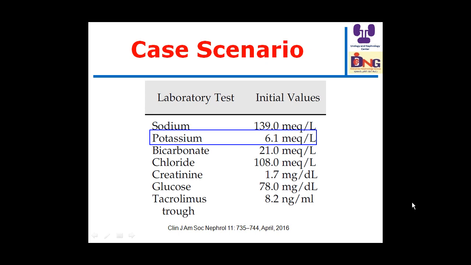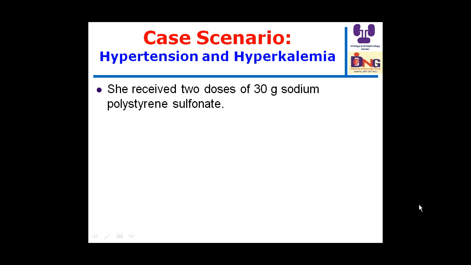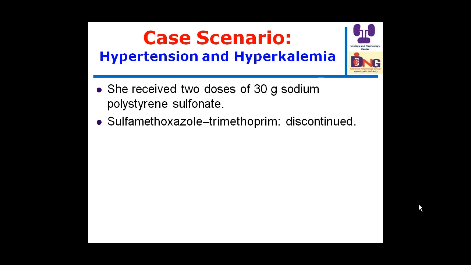This table summarizes the laboratory abnormalities. Here, the most prominent one is hyperkalemia, 6.1, and mild acidosis here, bicarbonate is 21. So the patient received 30 grams of sodium polystyrene sulfonate, and sulfamethoxazole trimethoprim was discontinued. Do you know why they discontinued this drug? Drug interaction with tacrolimus? Do you know why?